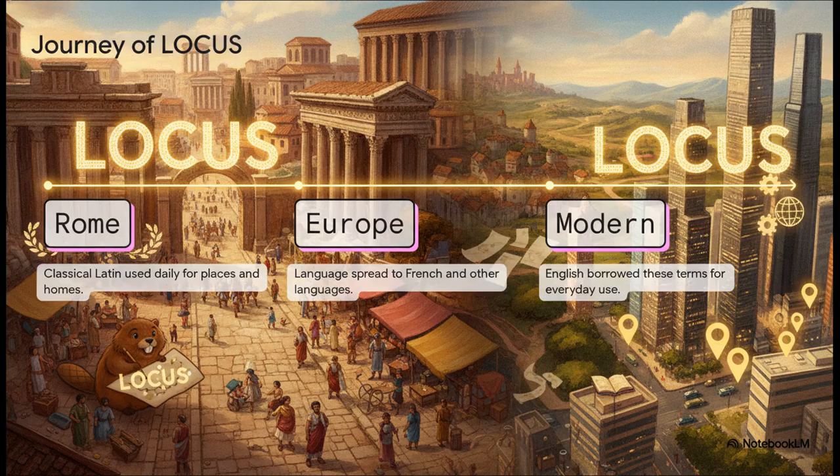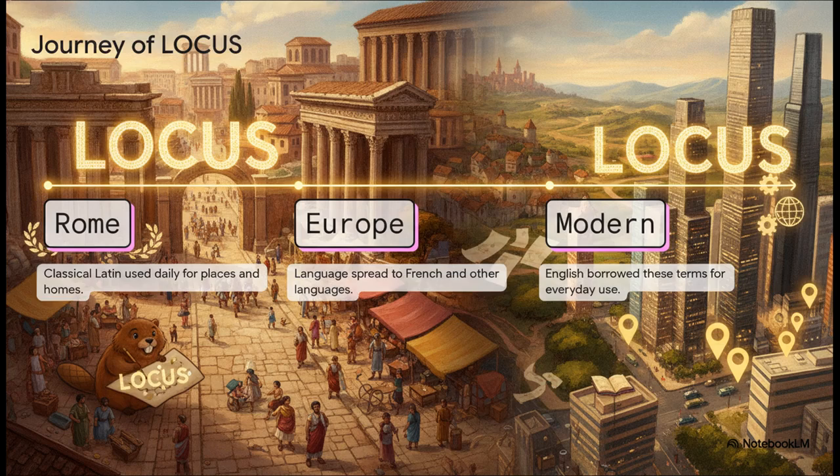Imagine traveling nearly 2,000 years into the past, right into the busy, stone-paved streets of ancient Rome. Picture walking through the city. Merchants are shouting and selling food, kids are playing in the streets, soldiers are marching toward the city gates. Everywhere you look, people are describing where things are. They're constantly asking things like, where's the market? Where's the temple? Or where's your home? And the answer almost always included our important word, locus, a place.